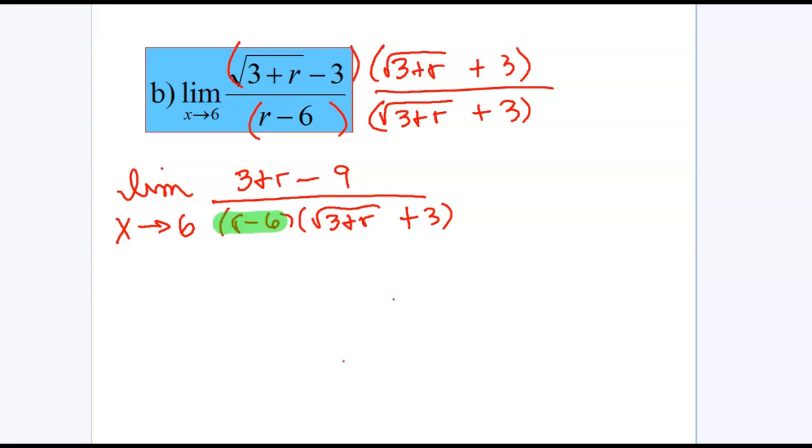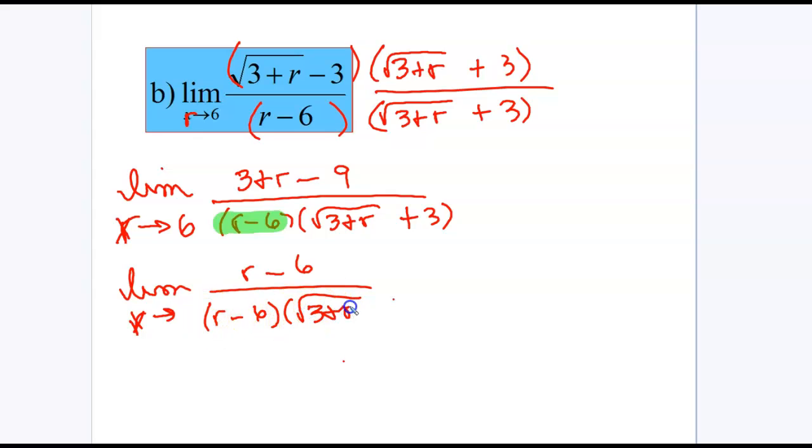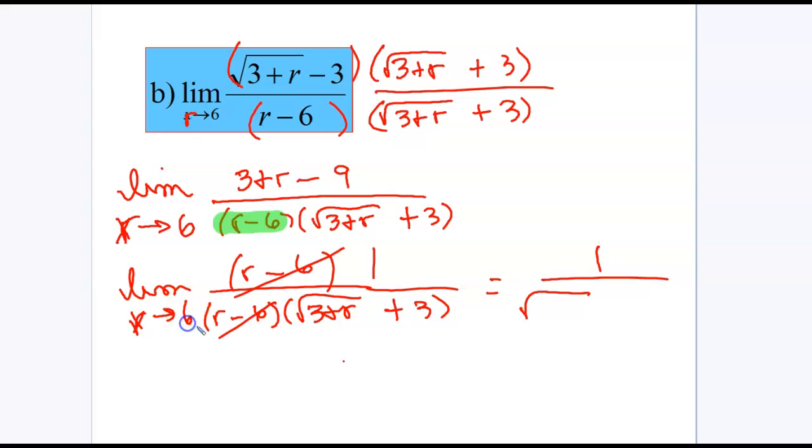So if we take a look at the numerator, I collect like terms. Again, this should be an r. I apologize for that. So on top, I'm going to have r minus 6 over r minus 6 times the square root of 3 plus r plus 3. Now my r minus 6's cancel. I'm left with a 1 up there. It's going to be 1 over. I can substitute in a 6 for r. And this works out to be the square root of 9, which is going to be 3 plus 3, which works out to be 1/6.